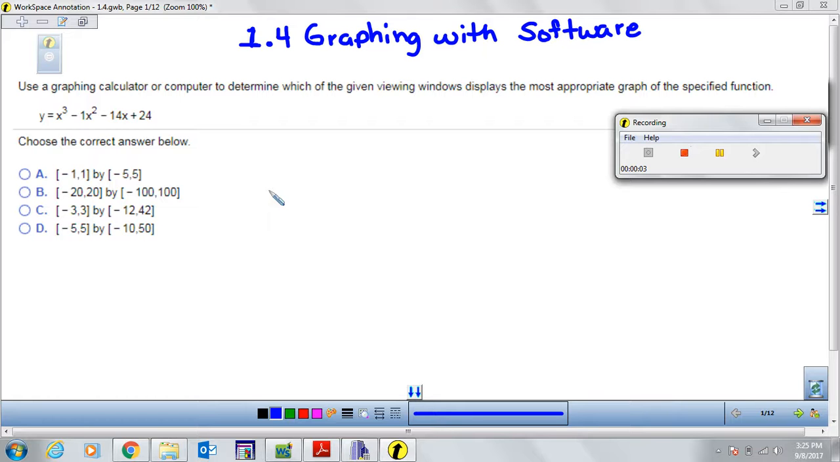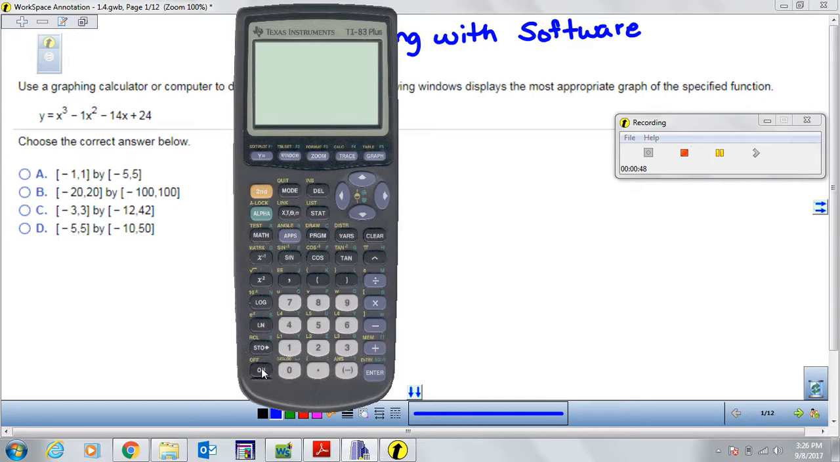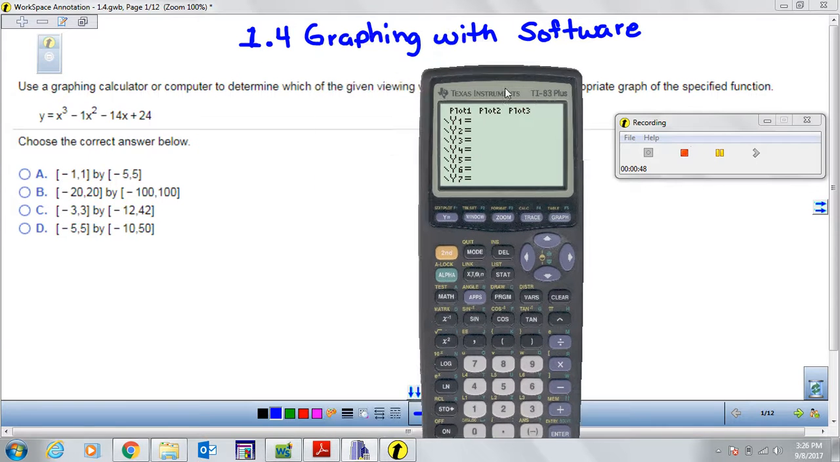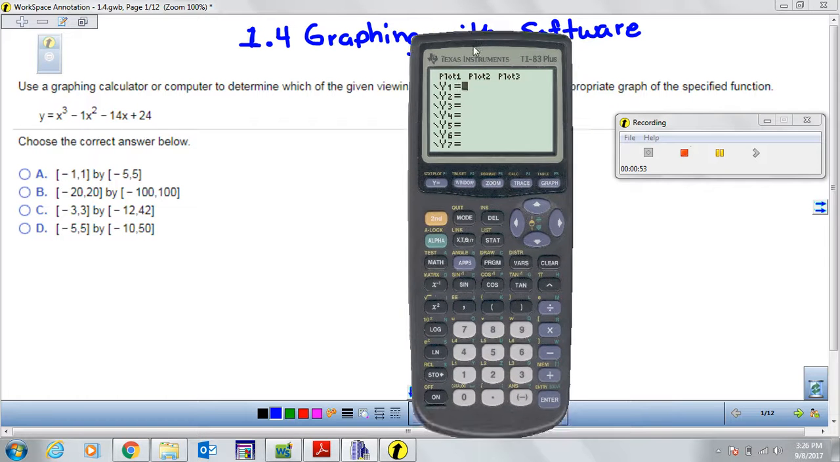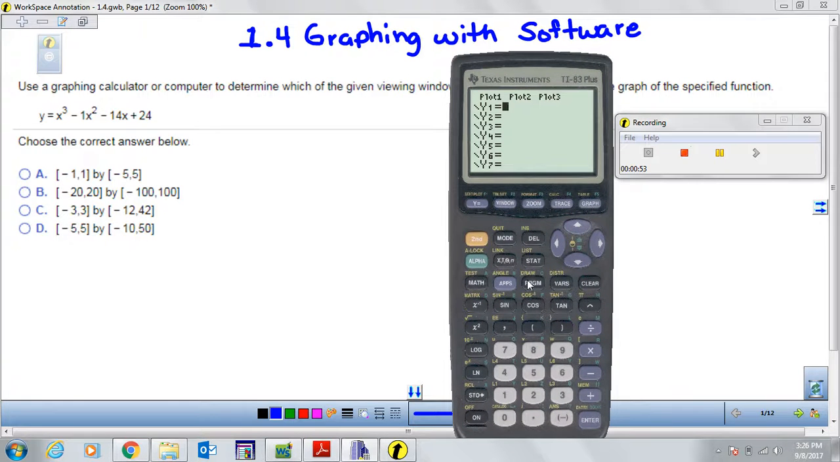So use a graphing calculator or computer to determine which of the given viewing windows displays the most appropriate graph of the specified function. So the instruction is basically going to be the same thing for every single question. We want to select the best viewing window according to each function. So we will go, and you have here the answer choices, but even without looking at the answer choices, we will try to first think of what is it that we are looking for. What are the basic features that we need to see for every different type of function, and then based on that we will decide from the answer choices what would be the best viewing window.